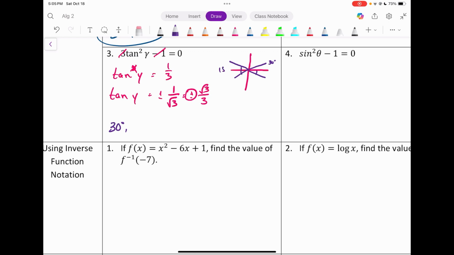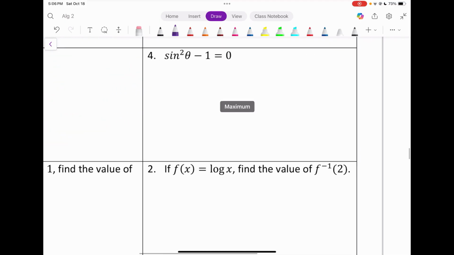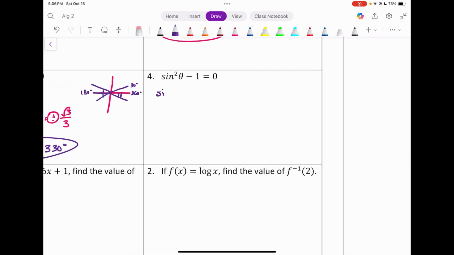So 180 degrees here. So 30 degrees before it would be 150. 30 degrees after it, or 30 degrees more, would be 210. And the last answer, this is 360. So 30 degrees before it would be 330. There's your 4 answers. Then the final one, sine squared theta equals, let's move the 1 over by adding.